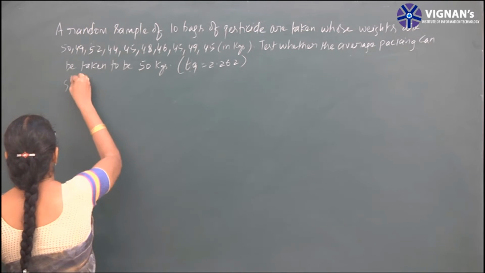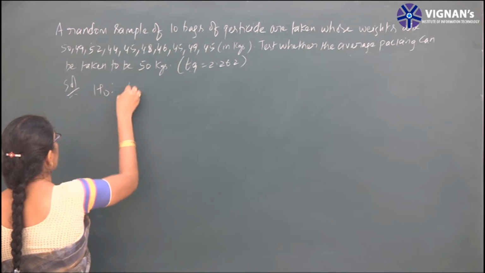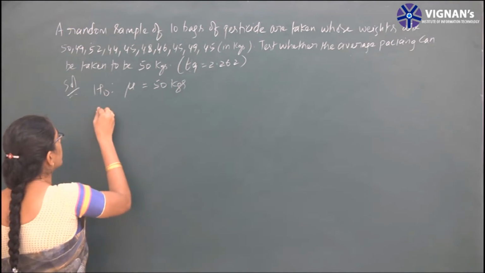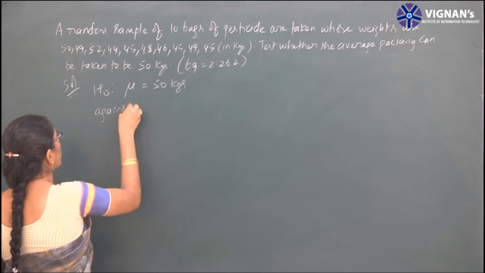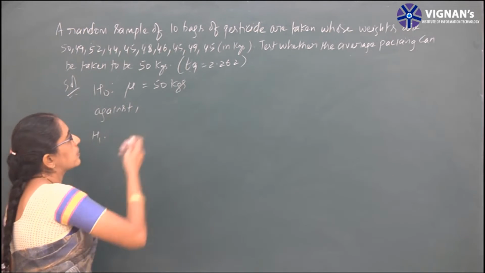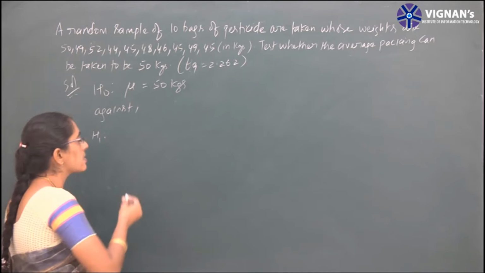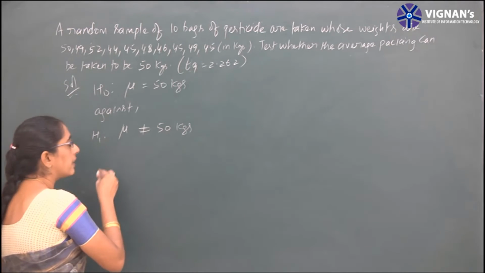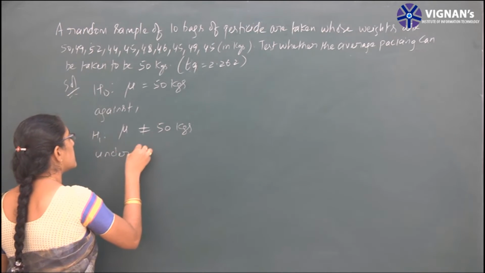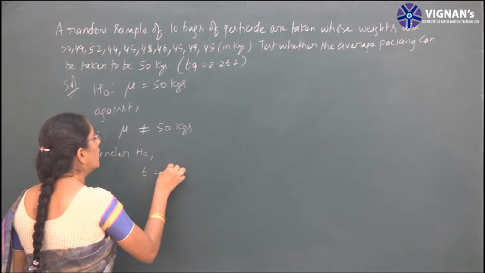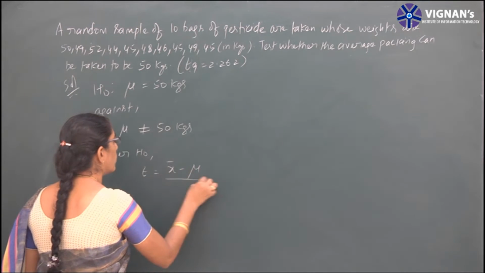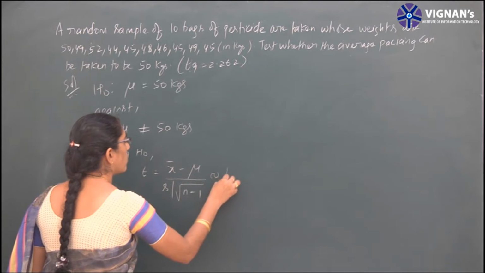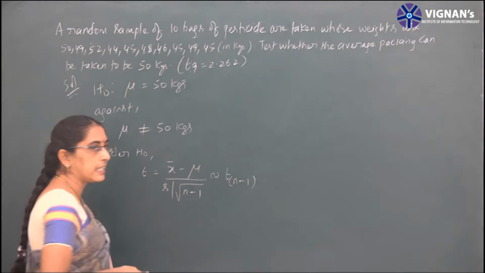Now first let us frame the null hypothesis H naught as mu equal to 50 kgs, against the alternative hypothesis H1. Here also in this problem there are no comparable words, so mu is not equal to 50 kilograms. Then under the null hypothesis, the test statistic is given by the formula T equal to x bar minus mu by small s by root over n minus 1. This follows a T distribution with n minus 1 degrees of freedom.